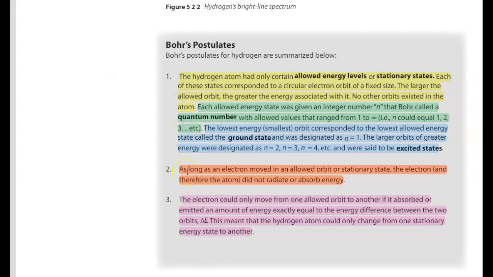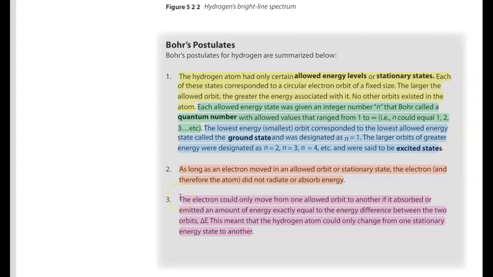Postulate 2: as long as an electron moved in an allowed orbit or stationary state, the electron, and therefore the atom, did not radiate or absorb energy. So while electrons are moving at the speed of light around an atom, as they're doing so, they are not emitting or absorbing energy. It's only when they fall from a higher to a lower energy state that they emit, or absorb as they rise energy states.